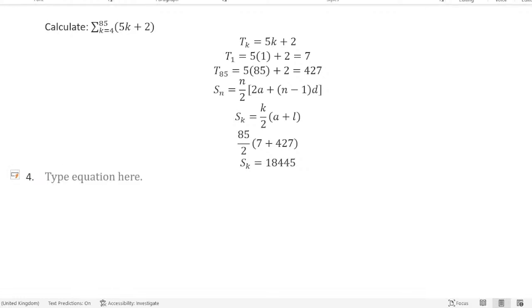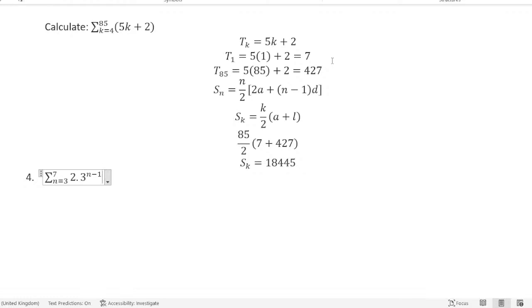Number 4. So here we have the sigma from n equals 3 to 7 of 2 times 3 to the power n minus 1. Evaluate this sigma notation.